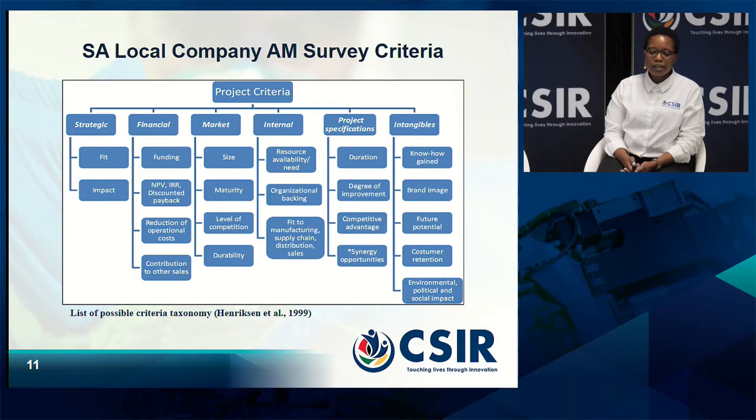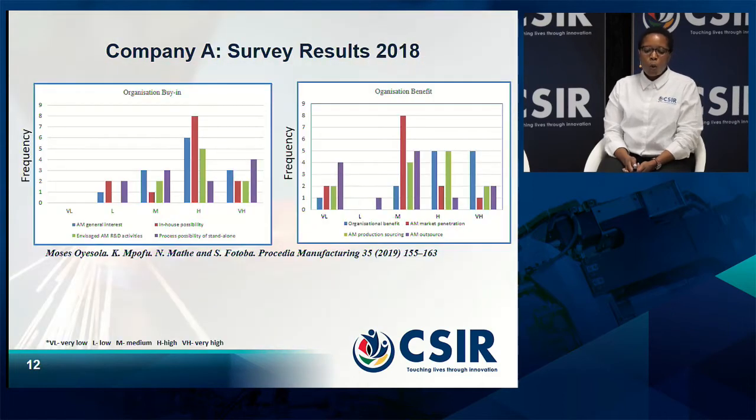Then we did a short survey with a company here in South Africa where we used these criteria, but the criteria I'm going to be presenting on now is on internal organizational readiness, looking at the resources, the organizational backing, and if there is fit for manufacturing, supply chain and distribution within the organization. The survey, in general, showed that there was quite a lot of interest in additive manufacturing, where we scaled the feeling from very low to very high.